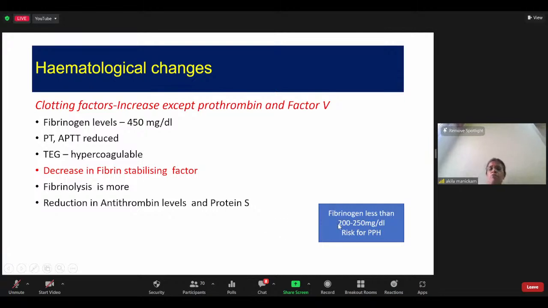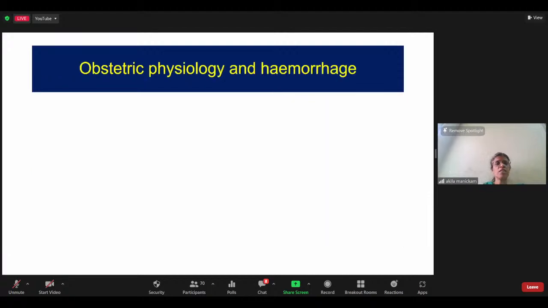And your target level for fibrinogen, in a case of massive hemorrhage, should be around 200 to 250 milligrams per deciliter, unlike 150 milligrams in any other normal patient.